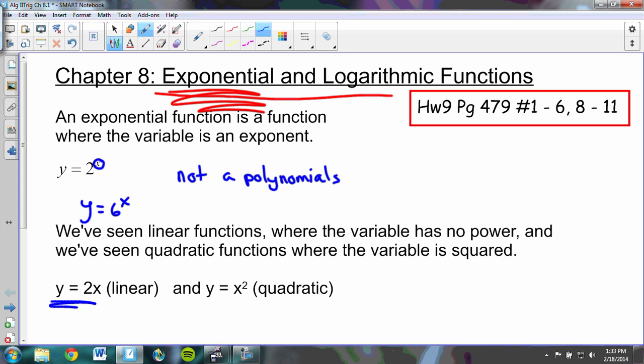You know y equals 2x, that's linear. You know y equals x squared, that's quadratic. But y equals 2 to the x is exponential. A lot of people say something has exponential growth, but really it has quadratic growth. I'll try to make that clear as we move on.